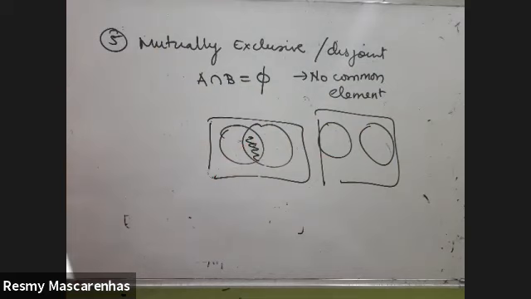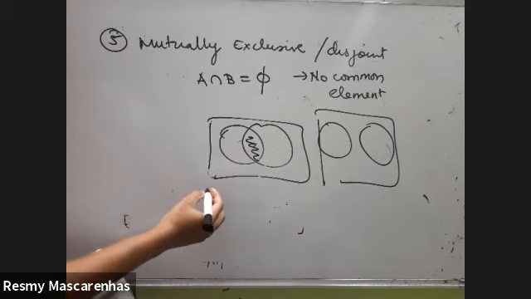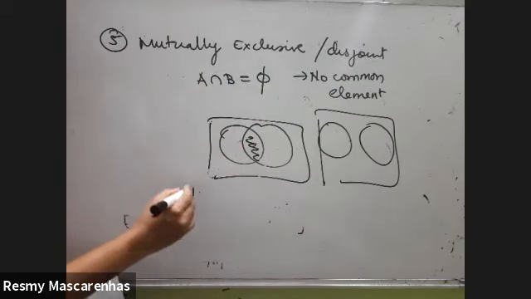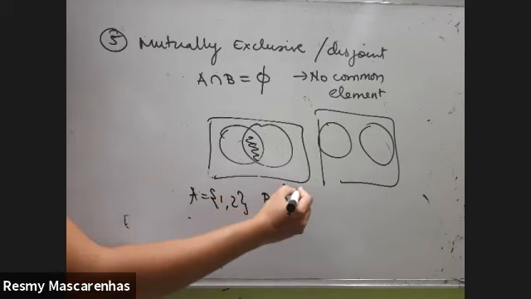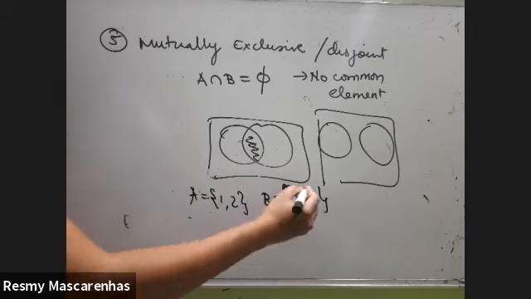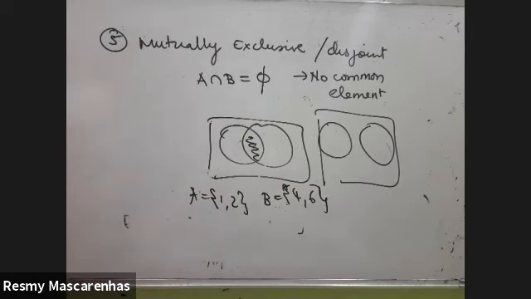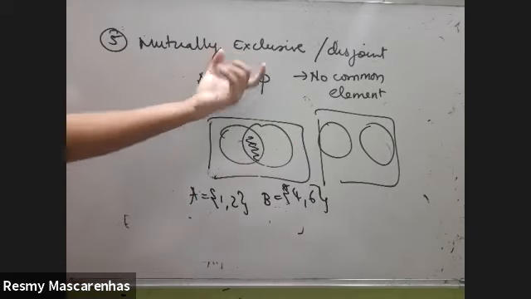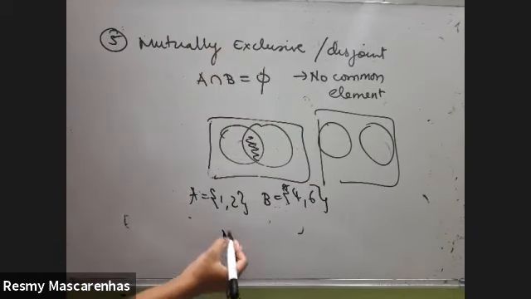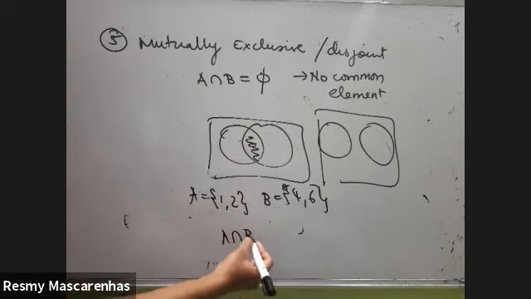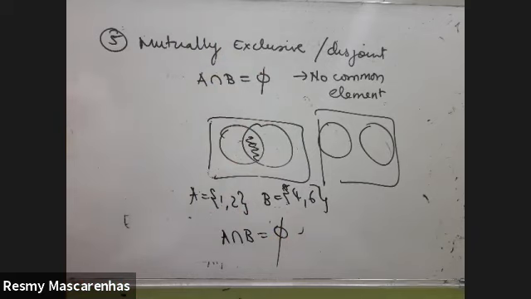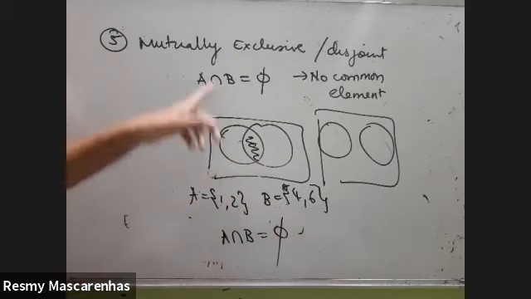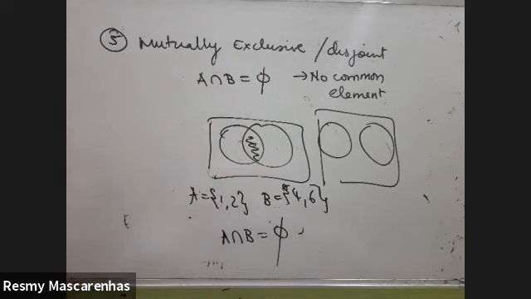I have given you an example. Suppose A is 1, 2 and B is 4, 6. I want to check whether they are mutually exclusive or disjoint events. How to check? You have to check whether anything is common between them. Is there any common element? No, nothing is common. It's empty. No element is common between A and B, so that's why they are called mutually exclusive.